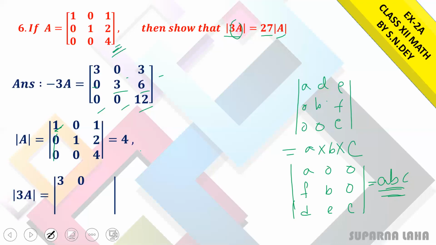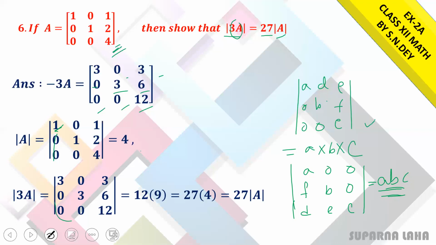Now find the determinant of 3A. That will be given by 12 into 9. Here also you will find a lower triangular determinant. So this is 3 into 3 into 12, that is 9 into 12. And this we again write as 27 into 4. And what is 4? 4 is determinant A. So write down in the place of 4 the determinant of A. So we proved that the determinant of 3A is equal to 27 into determinant of A.